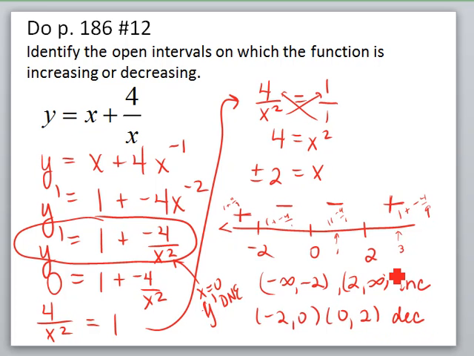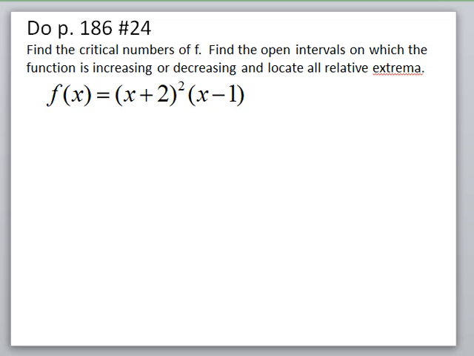Let's try another one. On this one, I think it's much easier. We're going to find the critical numbers, and then we're going to find whether the function is increasing or decreasing. And on top of that, we're going to locate whether we have relative maxes or mins.